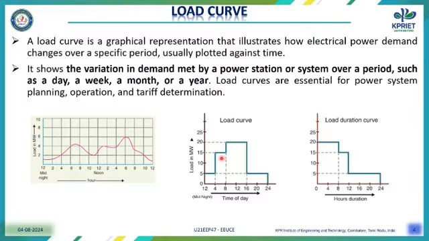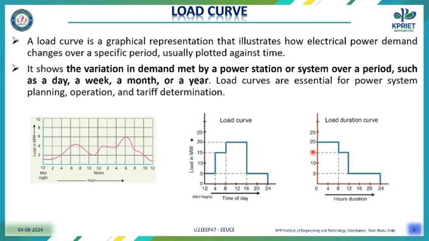So here the second and third figures represent the load curve and the load duration curve. If we take it with respect to time, what is the power demand change over a period? That is nothing but the load curve. In the load duration curve, what is the maximum load in megawatts that varies with respect to hours?